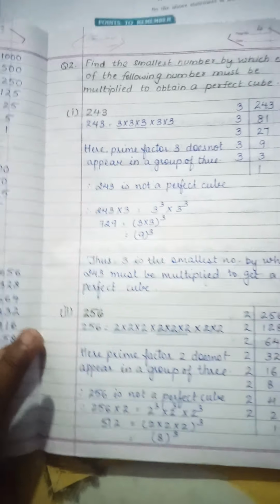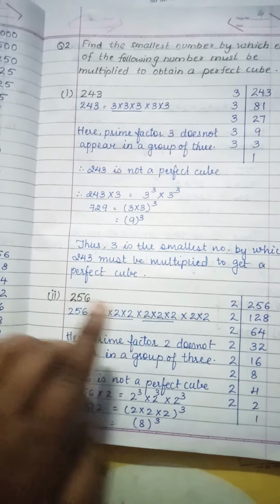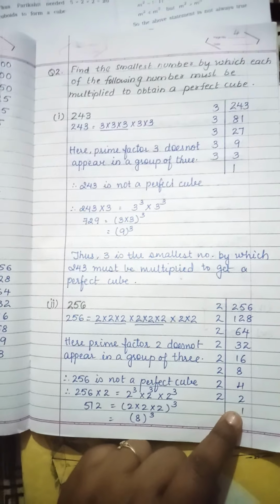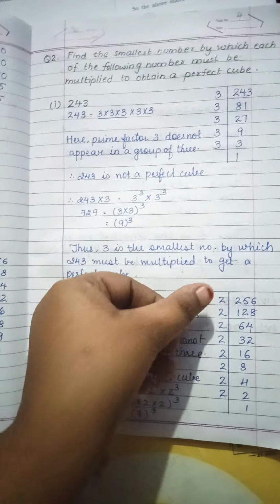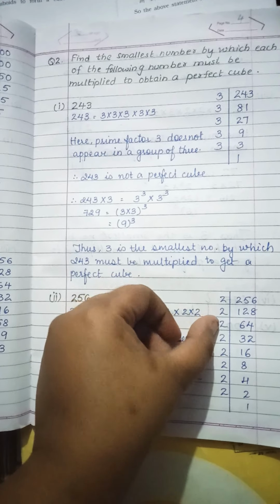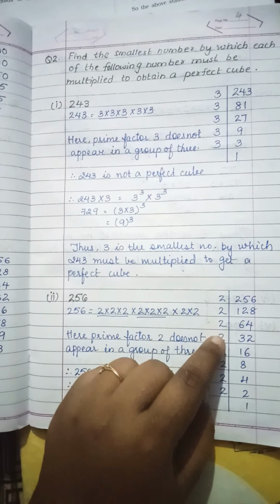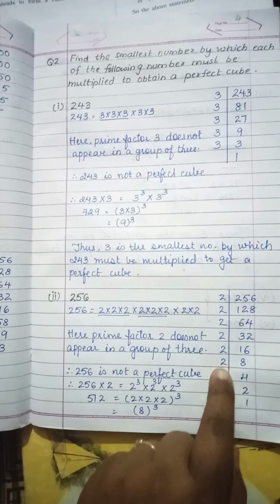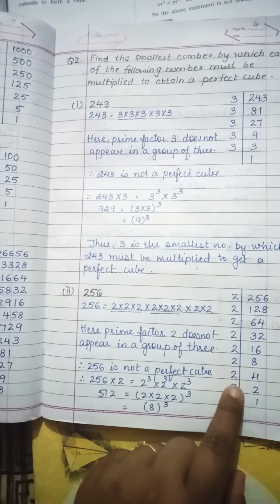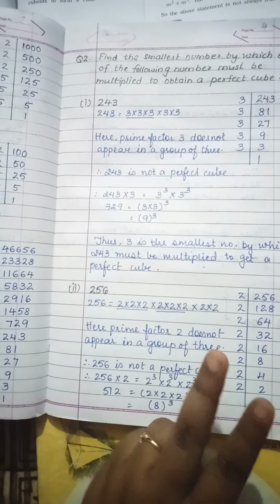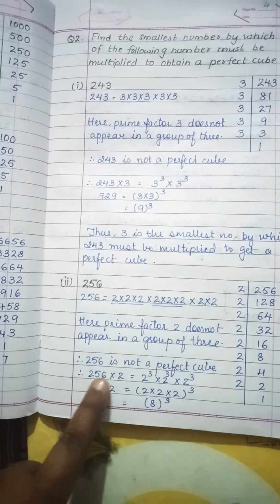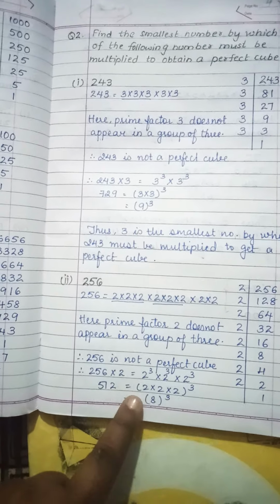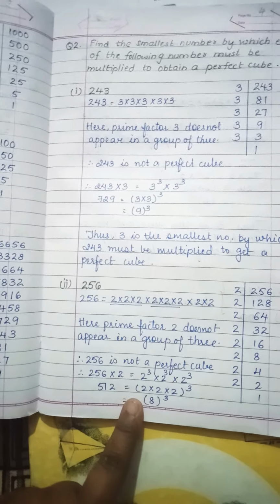Again I am explaining, 256. Take the LCM with the help of the prime factorization method. Find it out. Make groups of three. Three 2s, say this is the one group of 2. Then another three 2s, second group, and here the last group has only two 2s, so we have to multiply by one 2. So 256 into 2, and 2 into 2 into 2 is 8 cube. Okay, this way you have to do it.